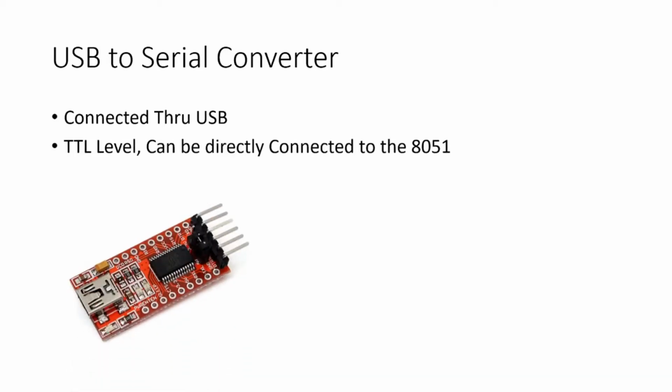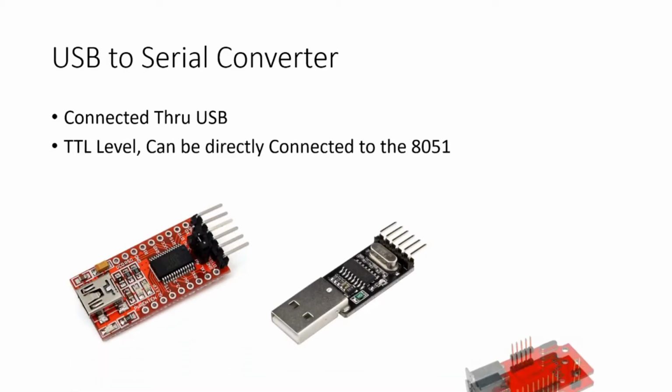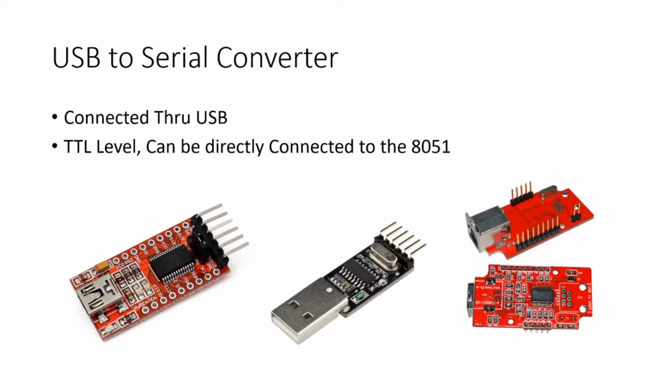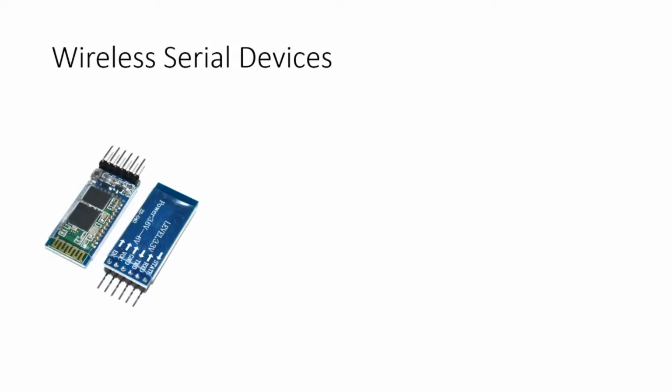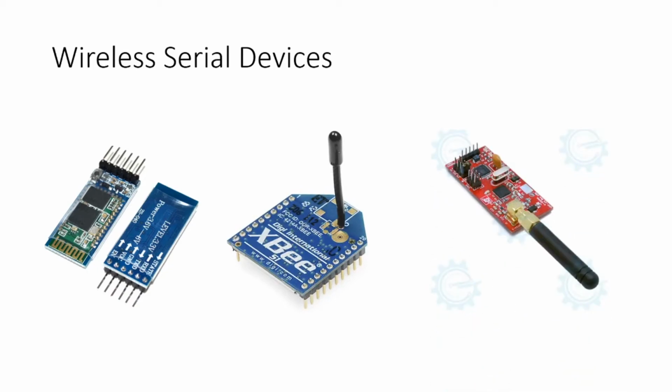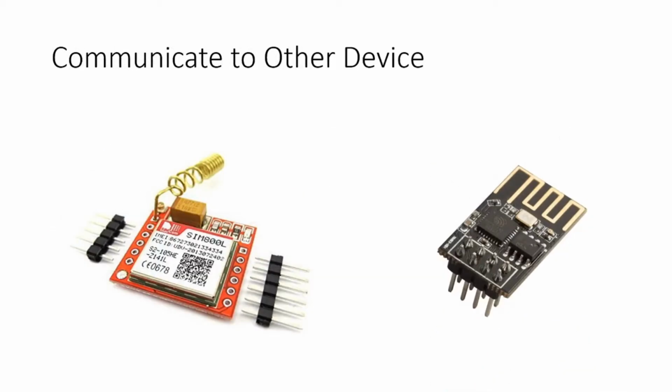With modern computers, we use USB to serial converters. These converters are TTL, same as the microcontroller, and can be directly connected without any line drivers. With modern devices such as mobile phones, we could interface the microcontroller by connecting Bluetooth modules to the UART, or other wireless modules such as XBee or ISM band RF modules. It can also be used to interface with GSM modules or Wi-Fi modules for IoT projects.